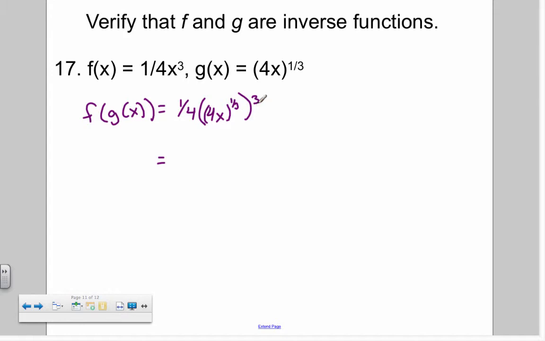Well, I want to sort my powers first, and 3 times 1/3 is 1, so they undo each other. And now I have 1/4 times 4x. Now I can multiply 1/4 times 4, that's 1, or 1x, which is just x. So far, f of g of x is correct. So now let's try g of f of x.